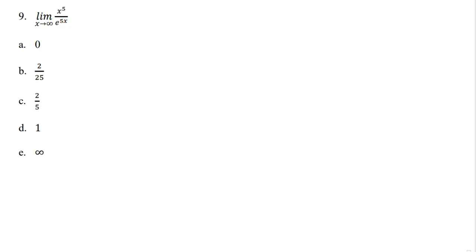All right, this is similar to the one where we had the 3 different functions. Both x to the 5th and e to the 5x approach infinity as x goes towards infinity. But the exponential function is faster, and if the bottom of a fraction is getting bigger faster than the top of the fraction is, as they both go to infinity, it should be approaching 0.